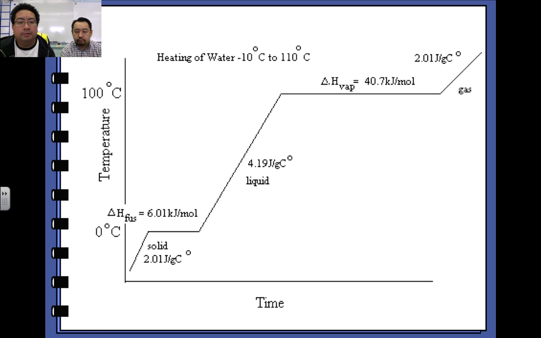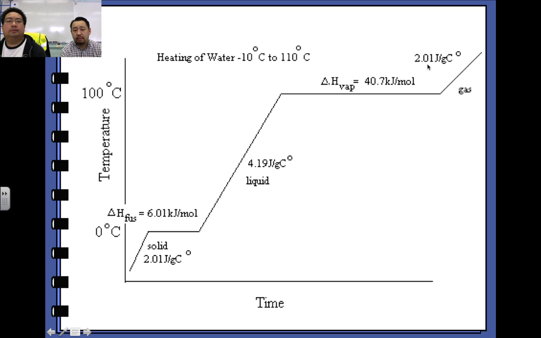In terms of numerically what's going on, whenever you're increasing the temperature of a substance but the state of matter isn't changing, you're going to be using the specific heat equation. So that's why you see specific heats for each of the lines here. So if this is the solid water, liquid water, and water vapor.